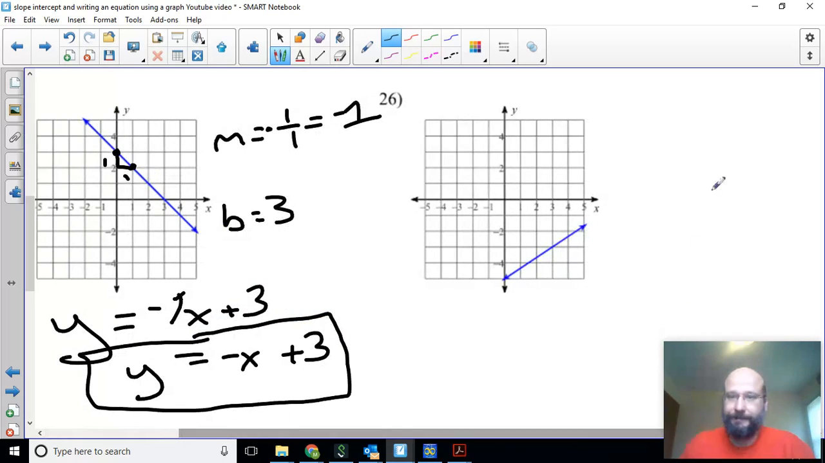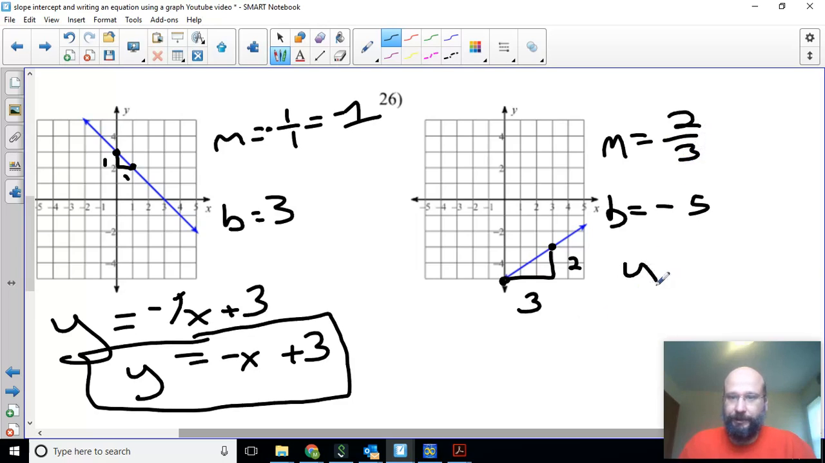This one, same thing, finding the slope, finding the y-intercept. So the y-intercept's here at -5. And the slope, I'm going to pick another point here. I'm going to connect them. I'm going to count. Right. My slope is 2 over 3. So my equation, y equals 2 over 3x minus 5.